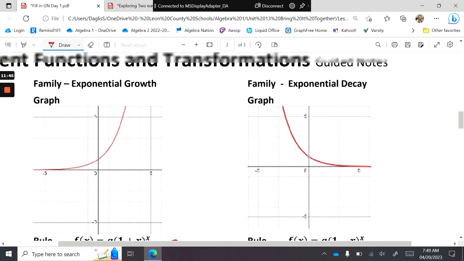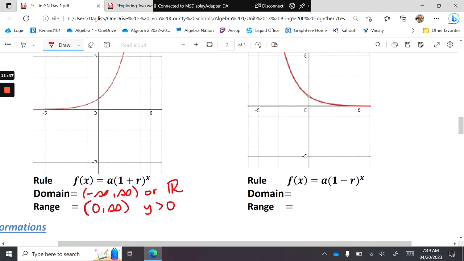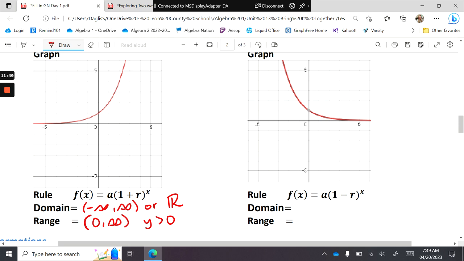All right, my other one, this one is our decay. So now we have a times 1 minus the rate. So we were losing value this time, raised to the power of x. What's our domain for this one? All real numbers again. We go all the way left and all the way right. And how about my range? How low do we go?